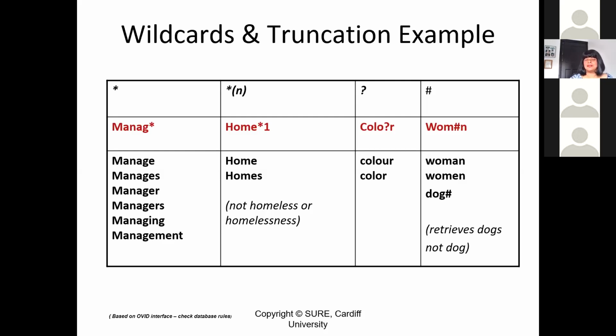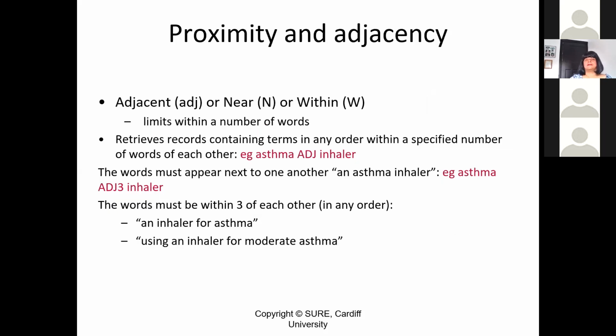But remember, this is only in the Ovid interface. So if you were searching certain databases on the Ovid platform, you can use these, but other platforms have different wildcards, or some of them don't have wildcards. But one good thing is the truncation symbol asterisk is universal. You can use it whether you're using a nursing database, a medical database or a business database, whichever database, the truncation symbol asterisk is fine throughout all the databases.